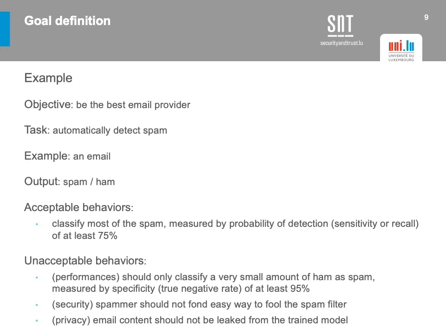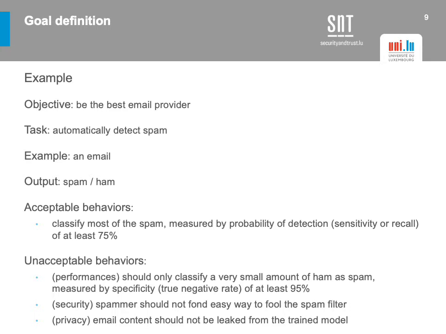An example in this task is an email. What comes into the machine learning model is an email. The output has to be whether it's a spam or a ham, meaning not a spam. As an acceptable behavior, I can say that if my model classifies most of the spam, it's good. I can measure this by the probability of detecting a spam being at least 79%. This is called sensitivity or recall, and it is equal to the number of spams detected by my system, divided by the number of spams.